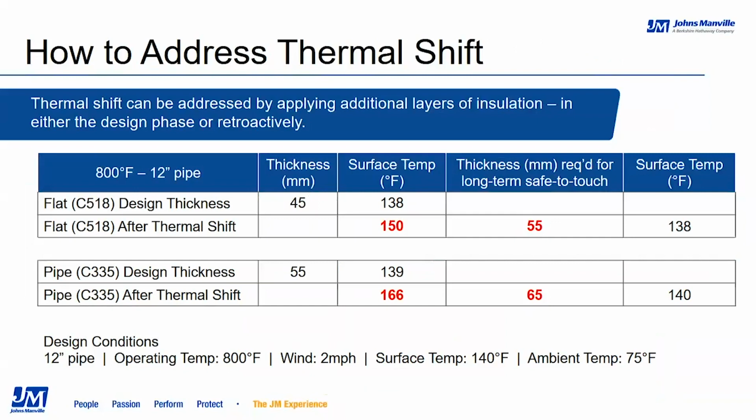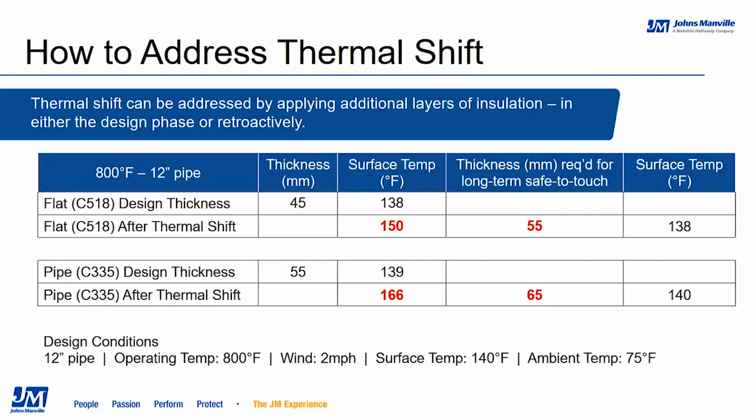First, recall the importance of using flat versus pipe thermal conductivities to design your system. Notice it requires 55 millimeters or 6 layers of aerogel insulation as opposed to 45 millimeters or 5 layers if you were to utilize C518 flat thermal conductivities. Remember, some data sheets only publish the flat values.